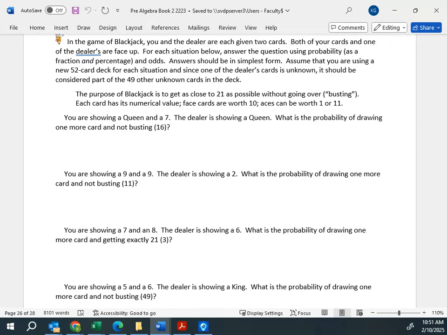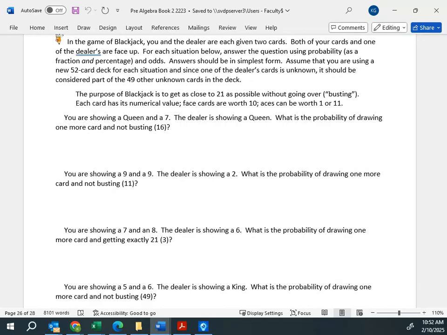Answers should be in simplest form, just like the front. Assume that you are using a new 52 card deck for each situation. So in every situation, it's a brand new deck of cards. And since one of the dealer's cards is unknown, it should be considered part of the 49 other unknown cards in the deck. There's 52 cards in the deck.